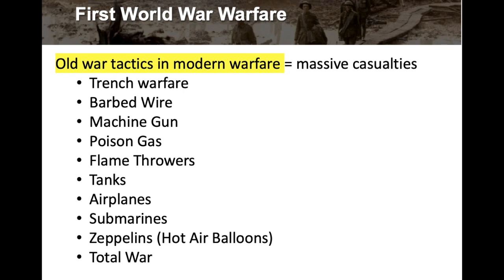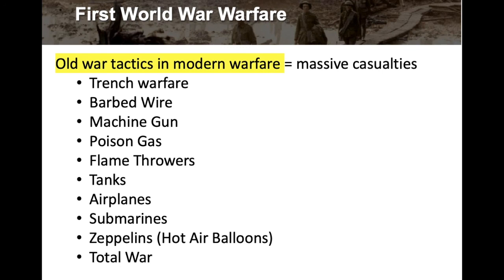There were hot air balloons that would go up and focus on taking pictures and seeing where the enemy was. But the hot air balloons were easy targets for the aircraft. So if someone went up in a hot air balloon to take pictures, the aircraft would come in and try to shoot at the hot air balloons.